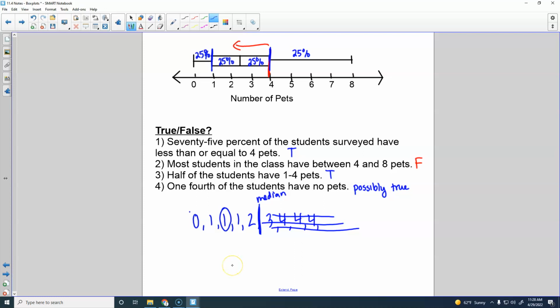So that wouldn't be 1/4 of the students. There's only 1 student that has 0 pets, right? So there could be more than 1 student that has 1 pet that fall around that area. But it's possibly true. As I said, I left it on here because I just wanted us to think about it. But I'm not going to ask you that one on the test.